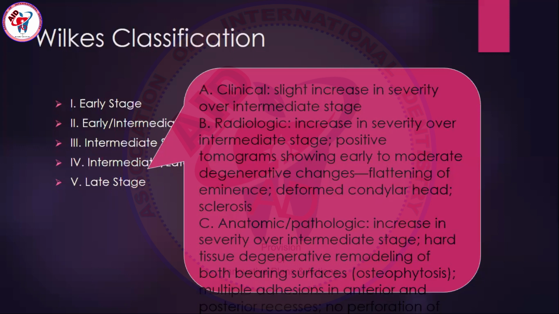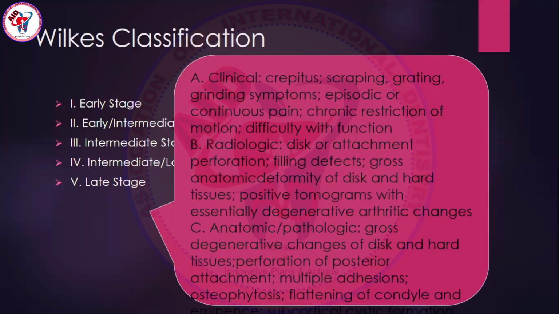What about the anatomical and pathological findings? There is increased severity over the intermediate stage. There is hard tissue degenerative remodeling of both bearing surfaces. Osteophytes are there, multiple adhesions are there, in the anterior and posterior recess, and no perforation of the disc because it is just placed anteriorly; just the fibers are gone. In the last stage, which we have described, there is absolute clinical crepitus, scraping, grinding symptoms, episodic to continuous pain, chronic restriction of motion, and difficulty with function. All the joint functions are gone.